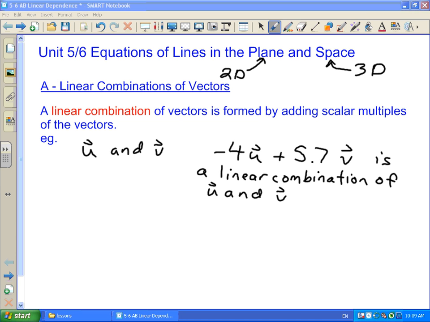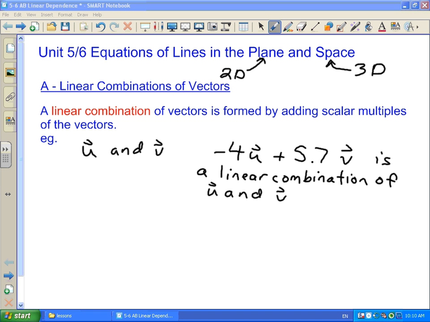Now what makes this linear here? Well, because all I'm doing is scalar multiplication and vector addition. I haven't multiplied either of these vectors u and v by another vector. So I haven't done the dot product or the cross product. I haven't squared any of these vectors or anything like that. I'm just doing these linear operations here.